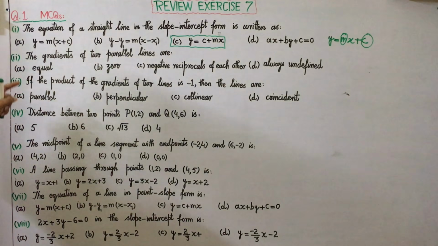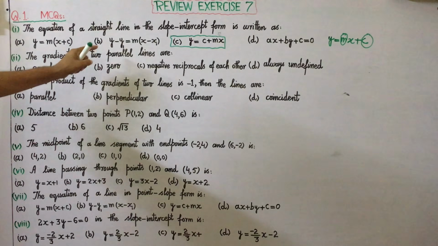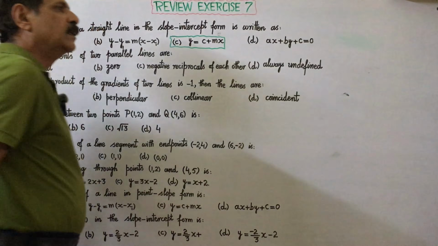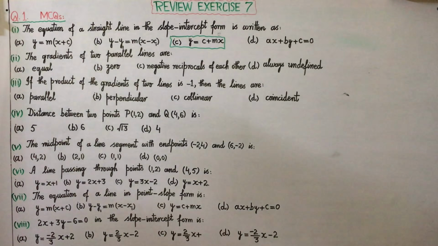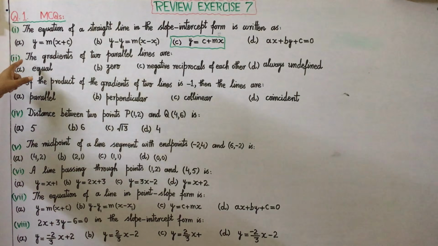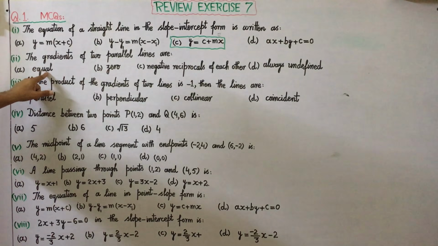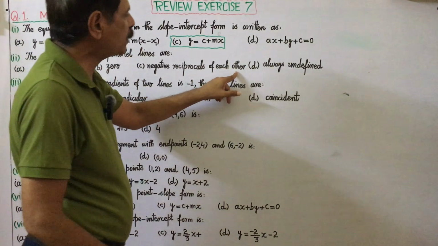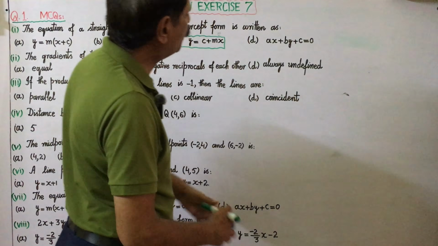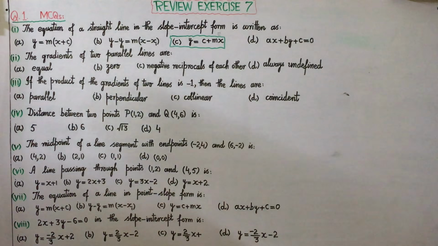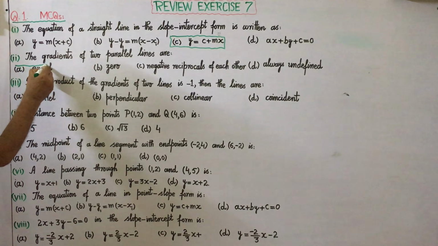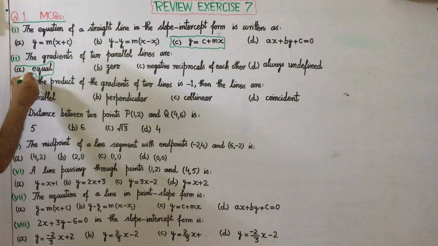Now second MCQ, the gradients of two parallel lines are. The gradient of two parallel lines are equal. A option equal, B 0, C negative reciprocals of each other, D always undefined. So the gradient of parallel lines are equal. We are going to select option A.